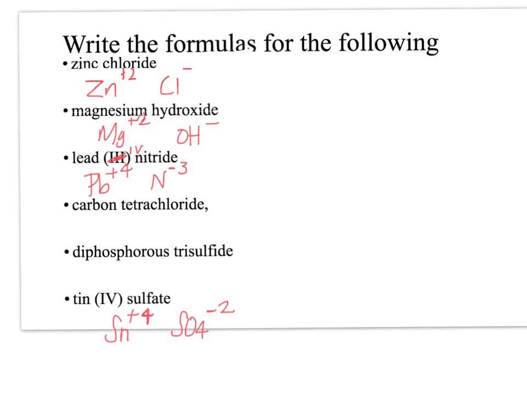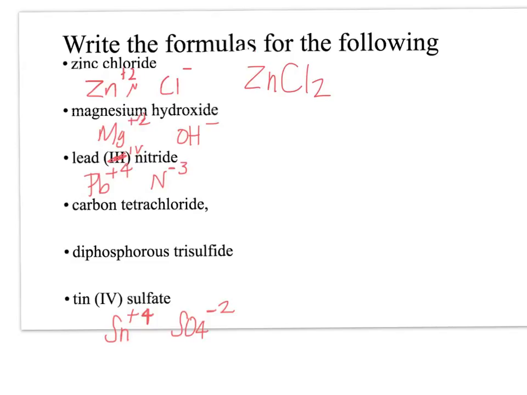Let's try this. So this first one is zinc chloride. Zinc is a +2. It's one of those transition metals that doesn't get a Roman numeral, so it's just zinc 2+. Chloride is a -1, so we need to balance out those charges. So I'm going to use 2 chlorine to go with 1 zinc. That way I have a total of a -2 charge to balance out my +2. So that formula would look like this.